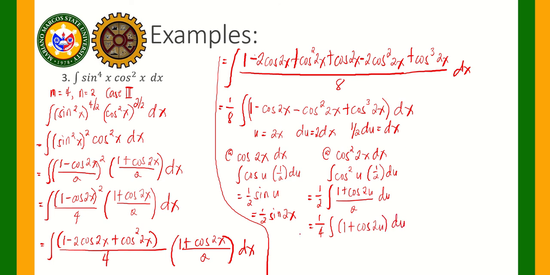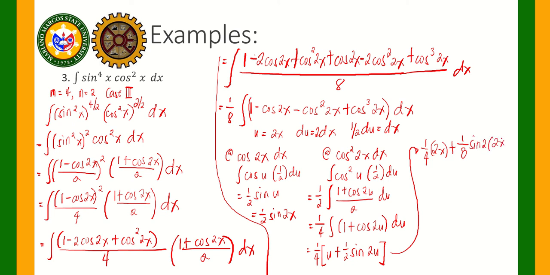Okay, so from there, we can have 1/4. What is the integral of du? That is u. And then, what is the integral of cosine 2u? That is equal to 1/2 sine 2u. And then, of course, meron tayong mga plus c dito, pero mamaya na lang natin i-add. So, back substitute natin si 2x dito sa u natin. So, this will be equal to 1/4 times 2x plus 1 over 8 sine 2 times 2x.